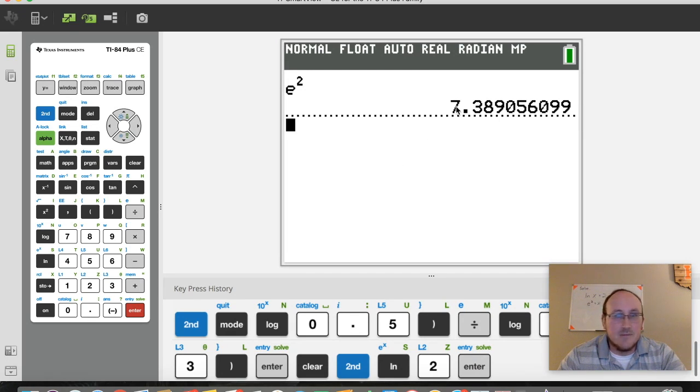I believe this problem is asking me to round to the nearest thousandth, which is 3 decimal places. So this would be 7.389. The 0 would leave this a 9. So 7.389 would be the solution to this equation, rounded to the nearest thousandth.